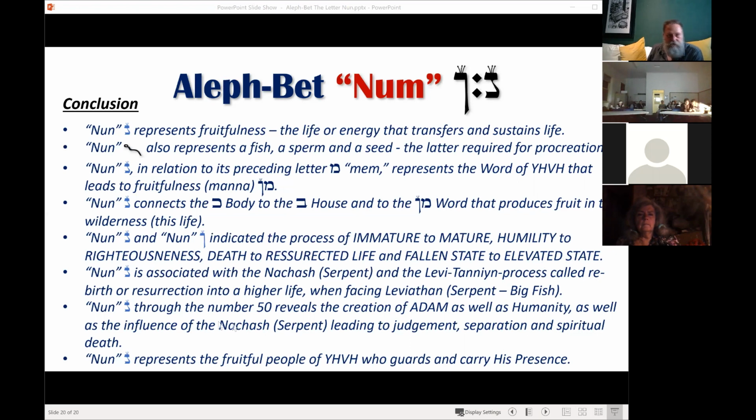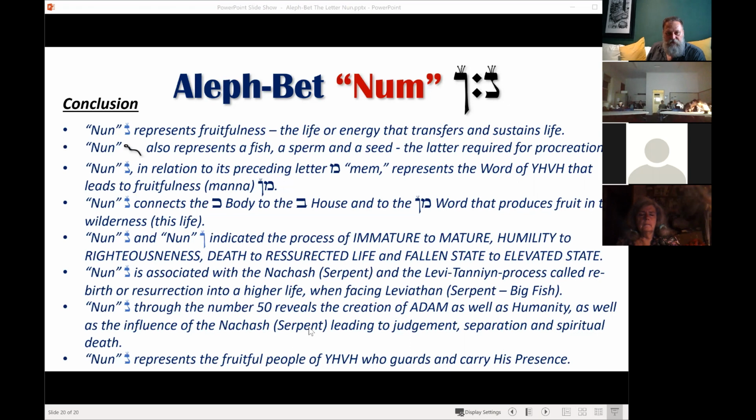The Nun is associated with the Nachash, the serpent, which is the negative. It's also associated with the Tanin, which is the positive side of the serpent that devoured the serpent of Pharaoh. It's connected to Levi that elevates you to a priest state, which is basically what Ephraim is.